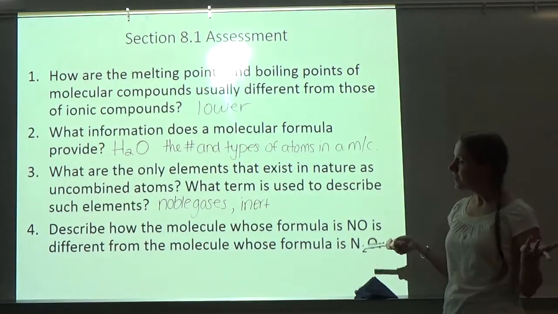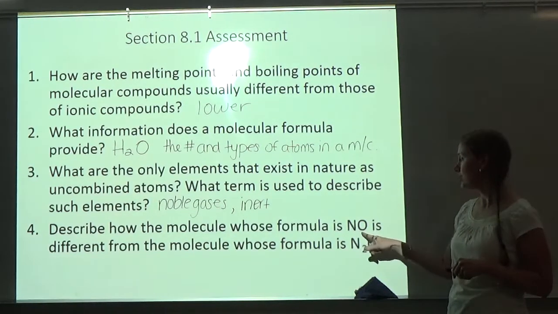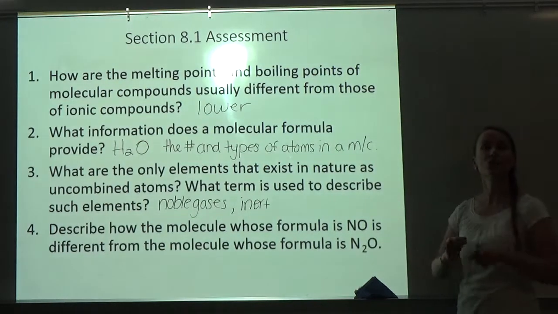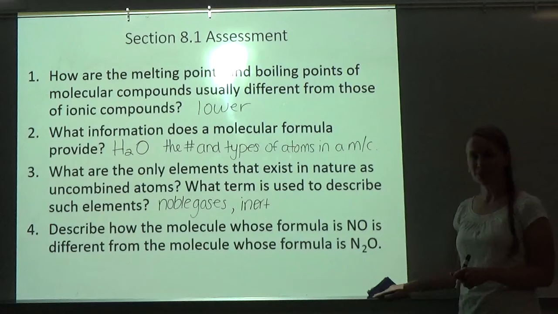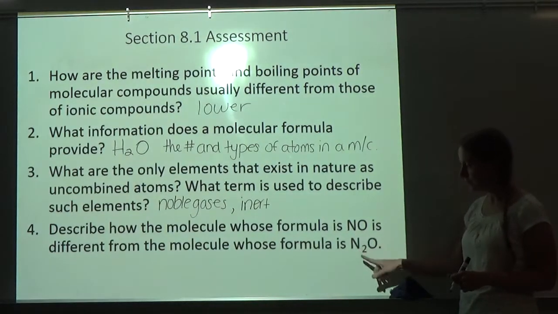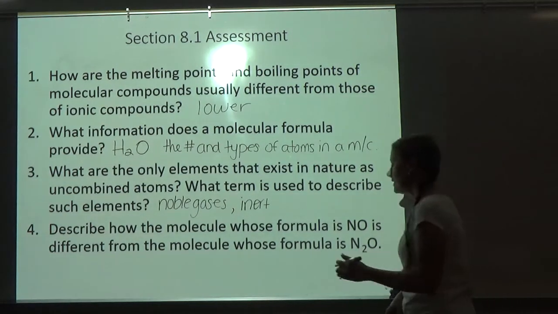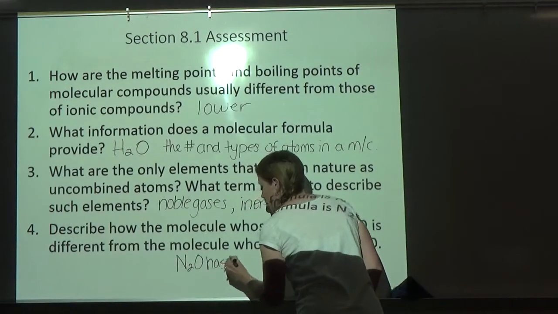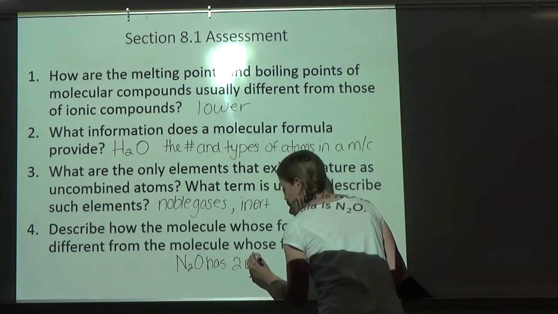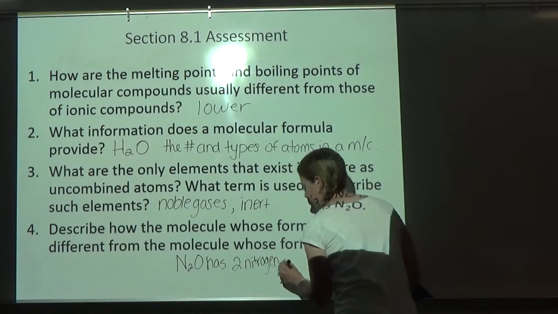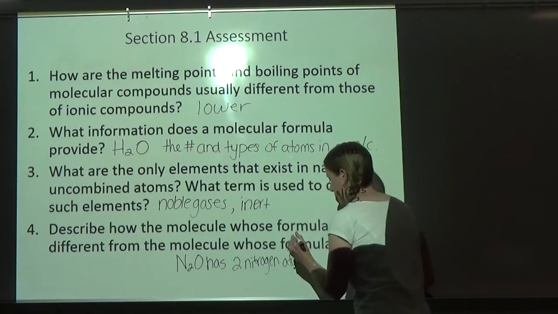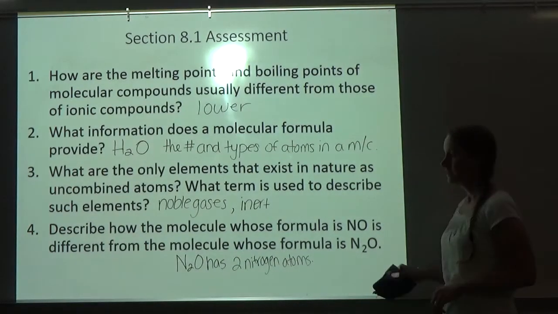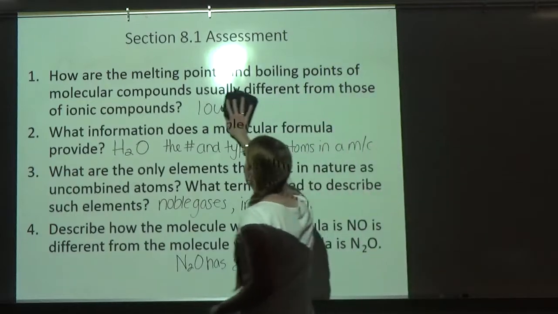Number 4, describe how the molecule whose formula is NO is different from the molecule whose formula is N2O. Why this is a question, I don't even know. We can clearly tell this one has 1 nitrogen and this one has 2. N2O has 2 nitrogen atoms, and of course, NO just has 1 nitrogen atom. It's kind of a no-brainer question right there.